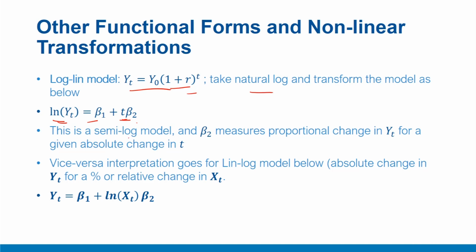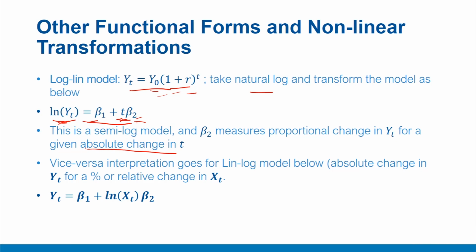Now please note, this is a semi-log model because the dependent variable yt is in log form while the independent variable t is not in log form, and therefore the interpretation of beta 2 is as follows. Beta 2 measures percentage or proportional change in yt for a given absolute change in t. However, if your coefficient of interest were y naught and 1 plus r, the interpretation is not exactly identical to them. Nonetheless, this model can be estimated with the help of the OLS procedure.